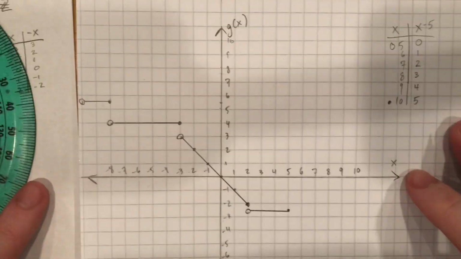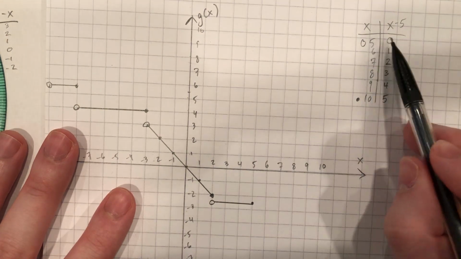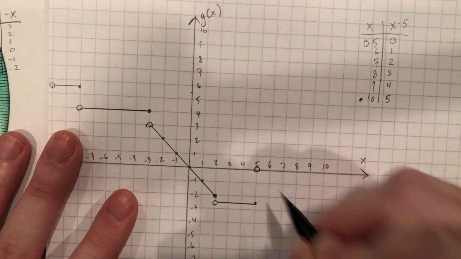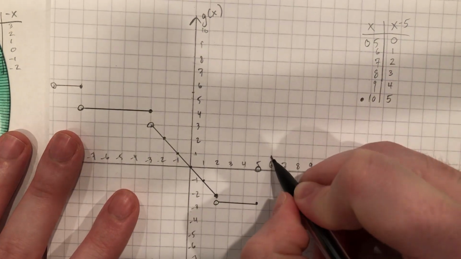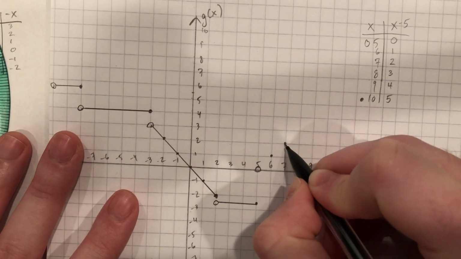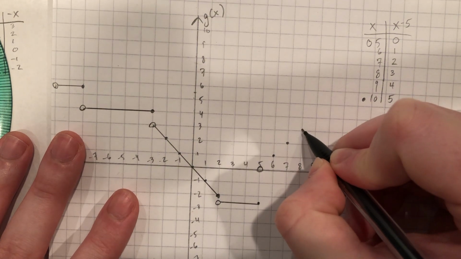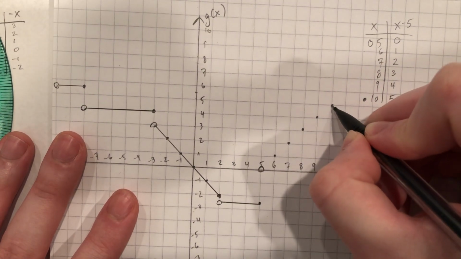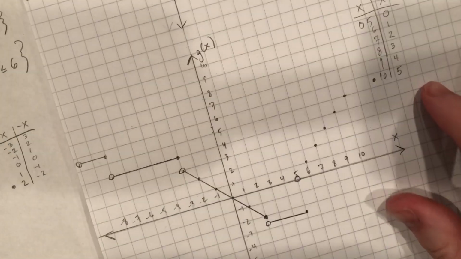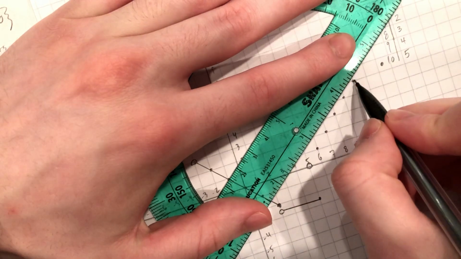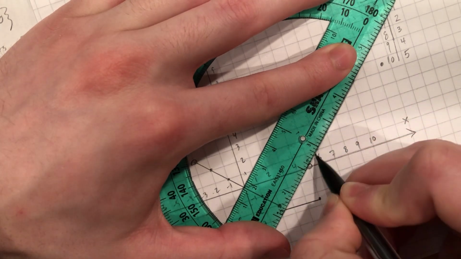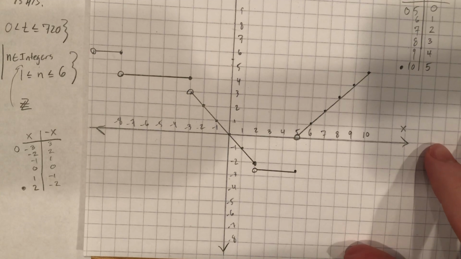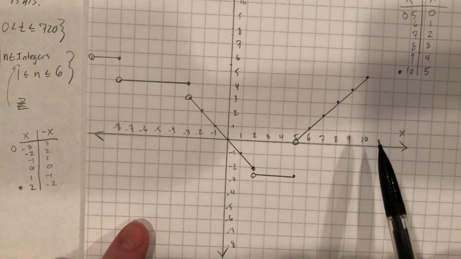Now I just have to plot these coordinates on my graph. All right, 5, 0, and that's an open circle right there. 6, 1, 7, 2, 8, 3, 9, 4, 10, 5. Great. All right, so that one even looks more interesting.